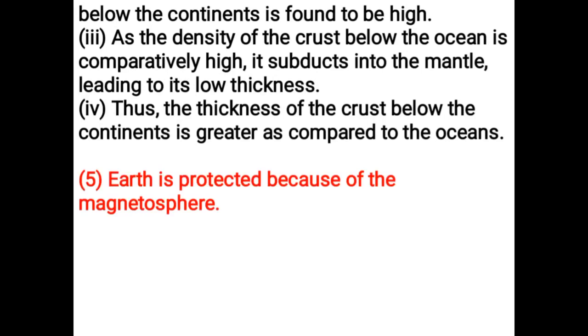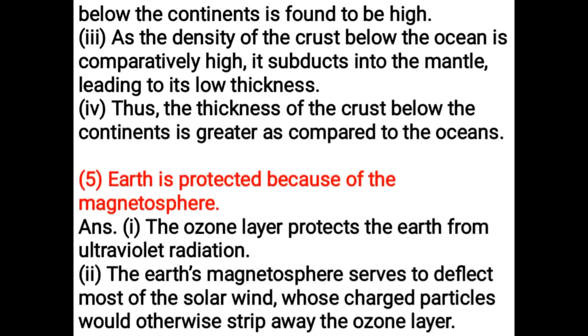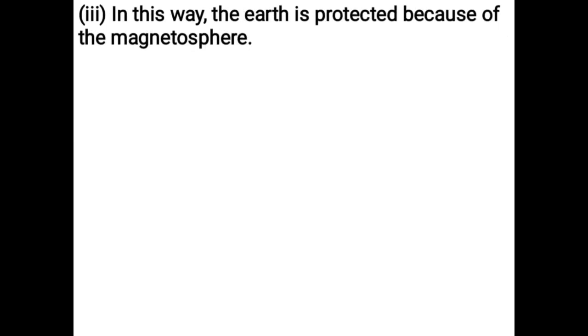Earth is protected because of the magnetosphere. The ozone layer protects the Earth from ultraviolet radiation. The Earth's magnetosphere serves to deflect most of the solar wind whose charged particles would otherwise strip away the ozone layer. In this way, the Earth is protected because of the magnetosphere.